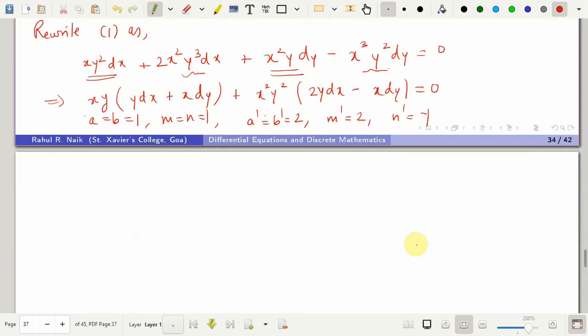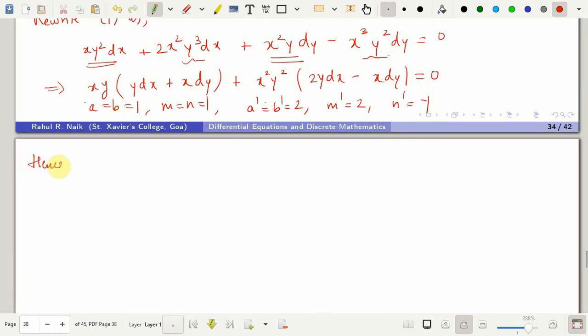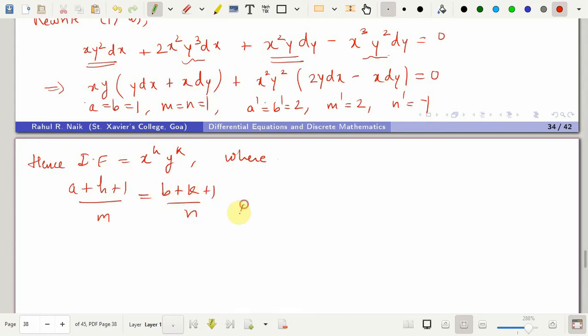So let's find the integrating factor. Since it falls in rule 5, the integrating factor is given by x raised to h, y raised to k, where we need to determine the value of h and k by solving the equation: a plus h plus 1 by m equal to b plus k plus 1 by n, and another equation we will get from a prime plus h plus 1 by m prime is equal to b prime plus k plus 1 by n prime. So solve these two equations to get the value of h and k.